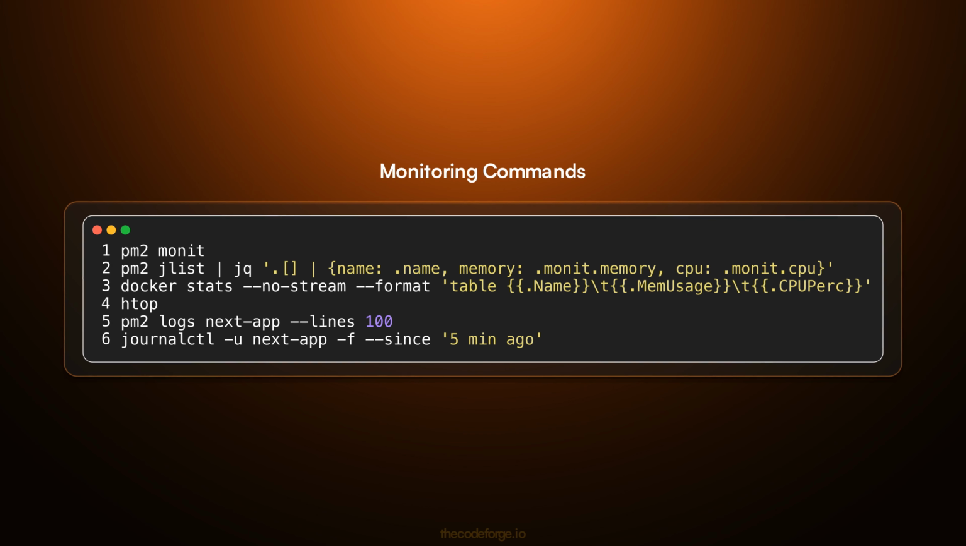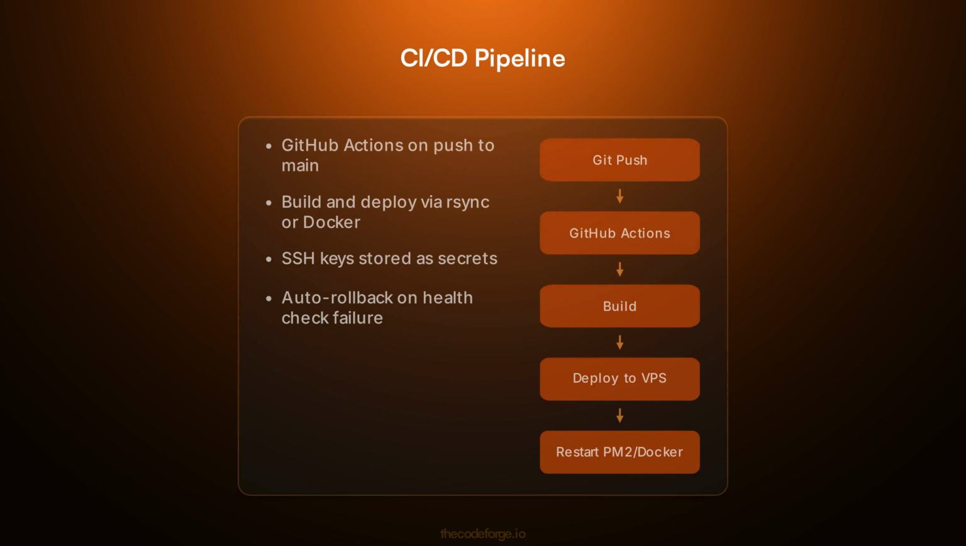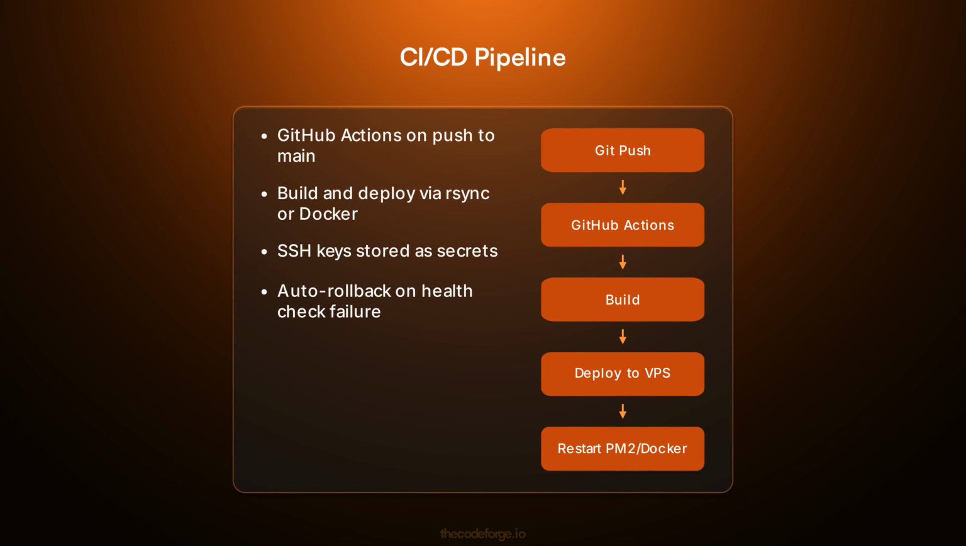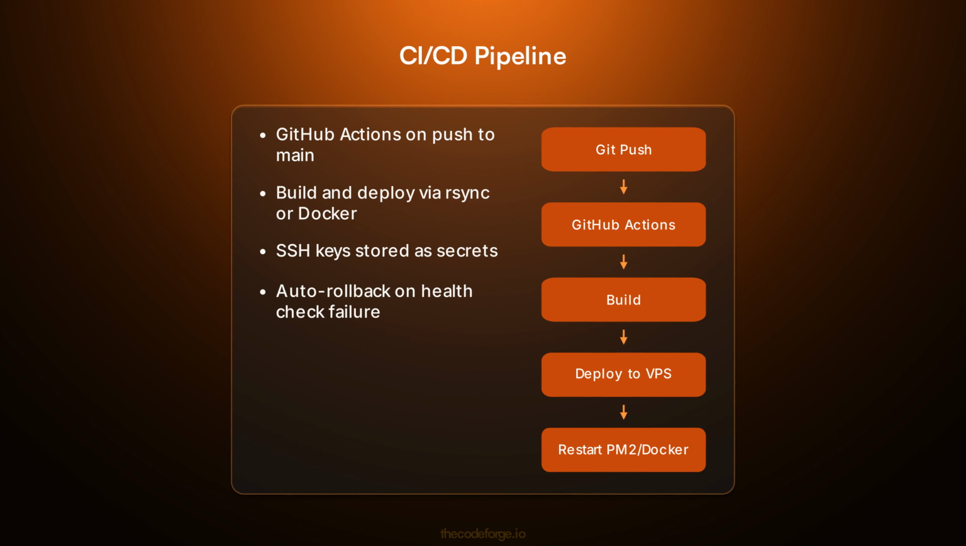PM2 monit shows CPU and memory per process. Docker stats shows container resource usage. Logs help you debug issues. Automate deployments with GitHub Actions. On push to main, the workflow builds the app and deploys it to your VPS via rsync or Docker. SSH keys are stored as GitHub secrets for security.